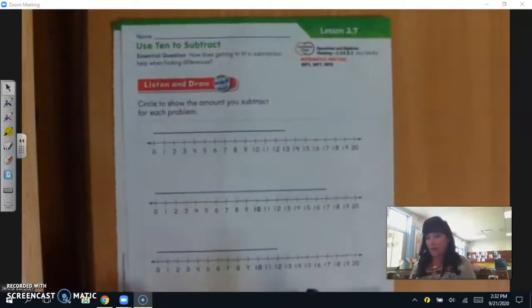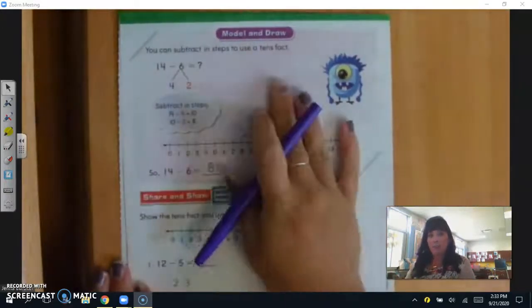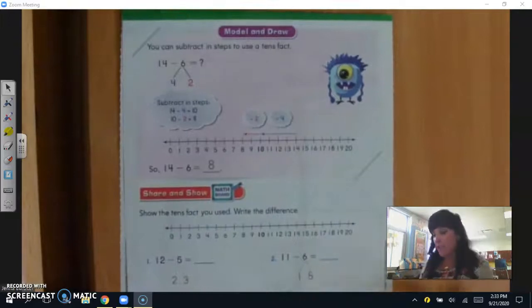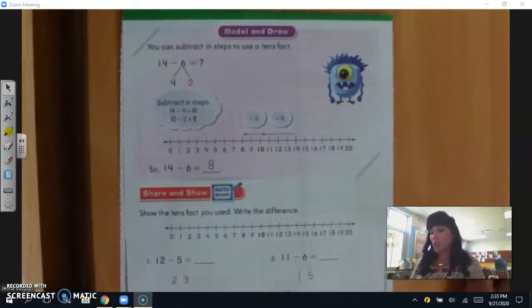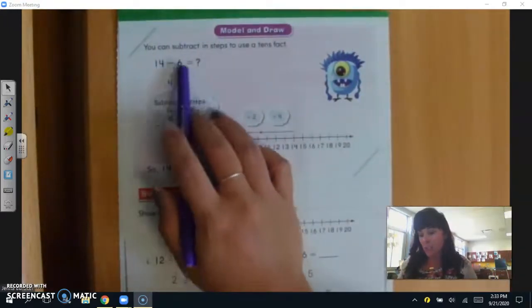We're going to go ahead and go to the back of this first page. So you see that big purple box? That big purple box is super helpful. It tells us what we're going to be learning about today. It says you can subtract in steps to use a tens fact. So 14 minus 6, we're going to break up that 6.